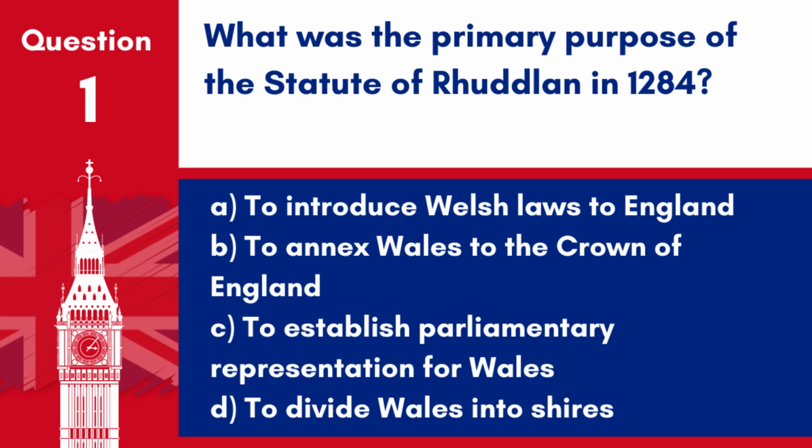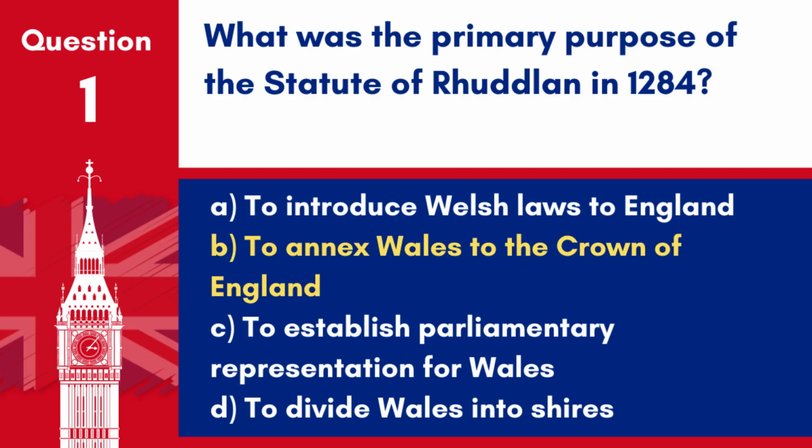Question 1. What was the primary purpose of the Statute of Rhuddlan in 1284? A. To introduce Welsh laws to England. B. To annex Wales to the Crown of England. C. To establish parliamentary representation for Wales. D. To divide Wales into shires.